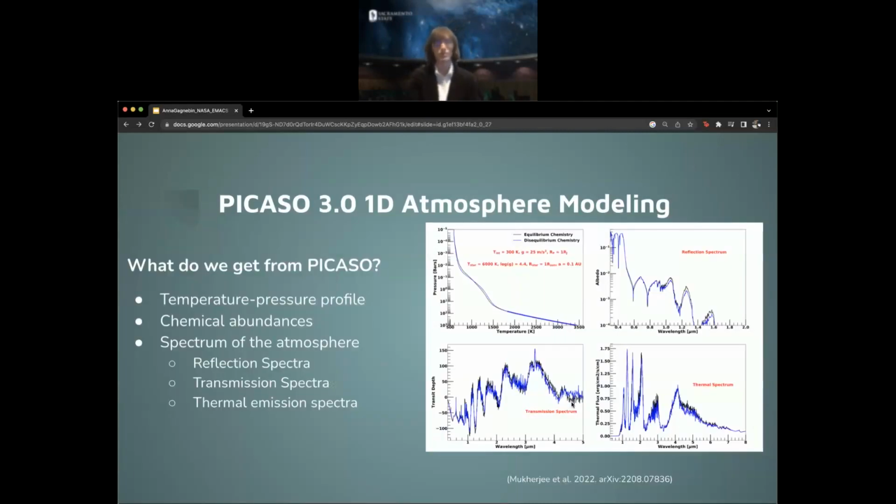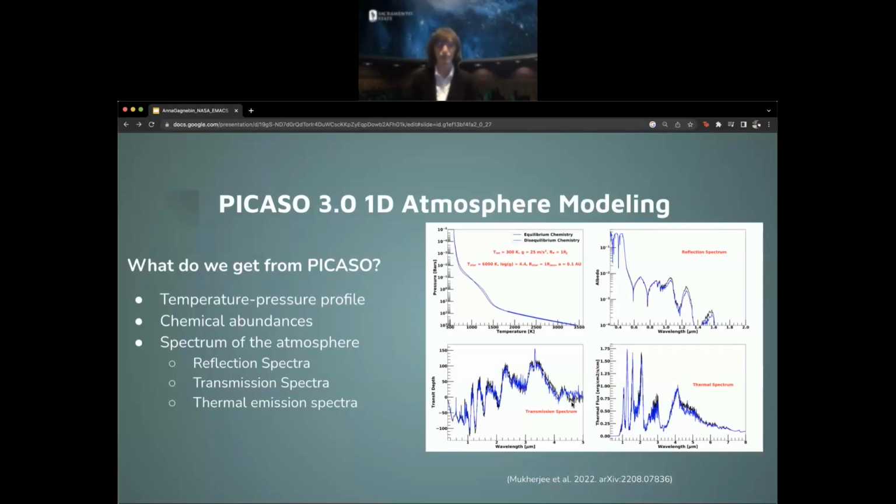Using this code, we are able to get several different things. One of them is a temperature pressure profile, and we can see all of those on the right there. In the top left, you see this temperature pressure profile, which shows you the temperature at each pressure level in the atmosphere. These are all for a model planet that's Jupiter class and is 0.1 AU away from a sun-like star. We would also get the chemical abundance of the atmosphere, so the abundance of different molecules in the atmosphere.